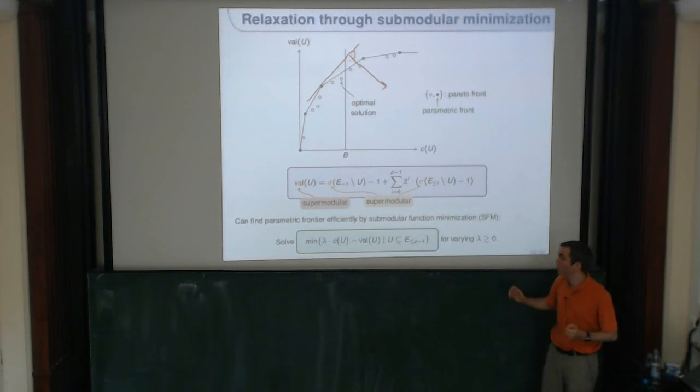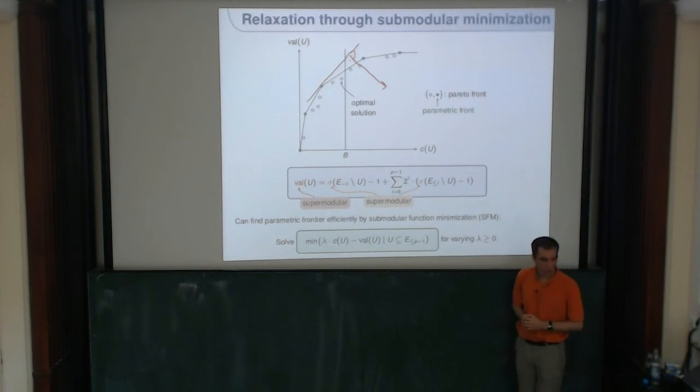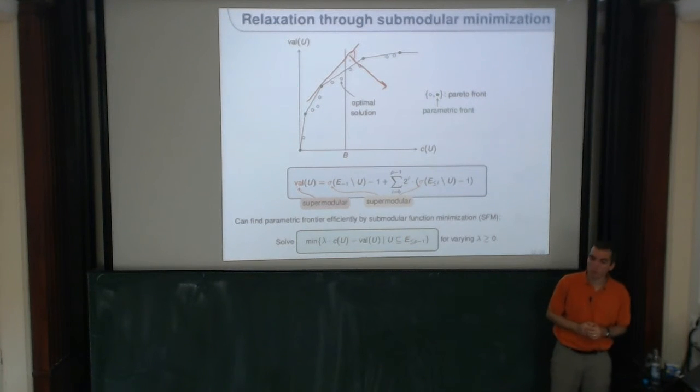And it's actually even nicer. It turns out that submodular function minimization algorithms can find the whole chain in the same time as minimizing a single submodular function. So it's kind of nice. And it's what I will use to get all the green points.